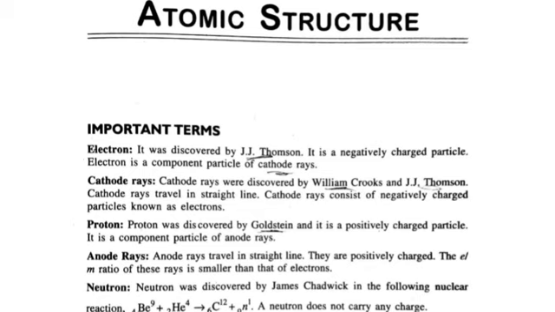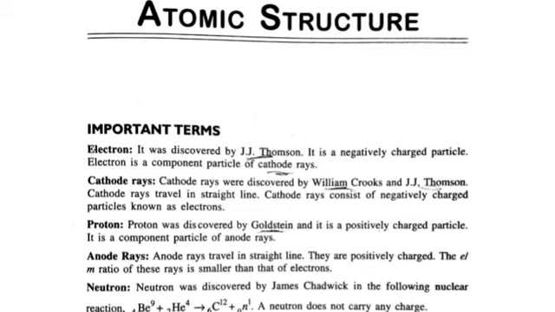Who discovered the electron? The electron was discovered by J.J. Thomson, and it is a negatively charged particle. Electrons are the component particles of cathode rays. Cathode rays were discovered by William Crookes and J.J. Thomson. Cathode rays travel in a straight line. Cathode rays consist of negatively charged particles, which are known as electrons.